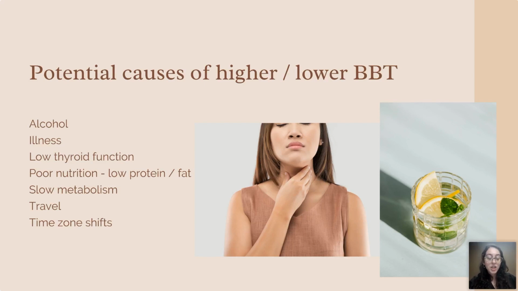Low thyroid function, which goes hand in hand with a slow metabolism, can cause those numbers to be in the lower range. So in like the 96s versus in the 97s, which is typically where we want it. Having low protein or a low fat diet, those are so important for good hormone production. So that could be a cause of lower temperatures. Travel is definitely going to affect it. Some time zone shifts can affect it because, again, your temperatures change throughout time.